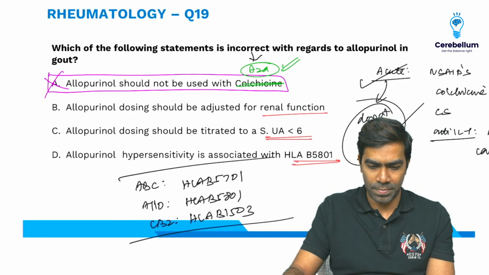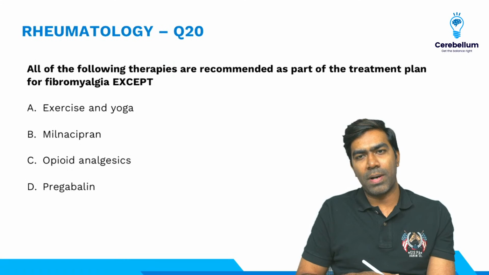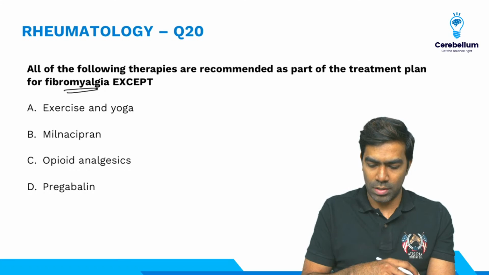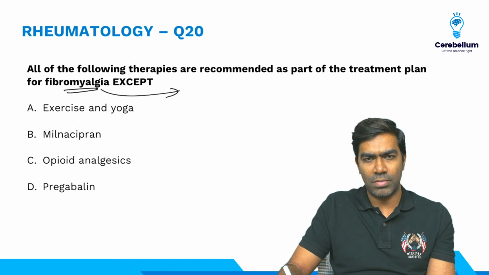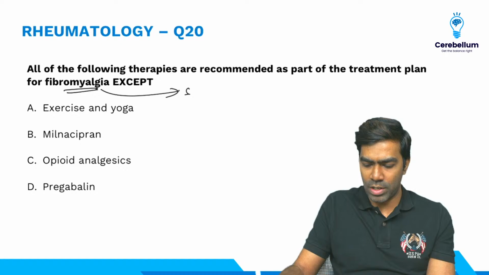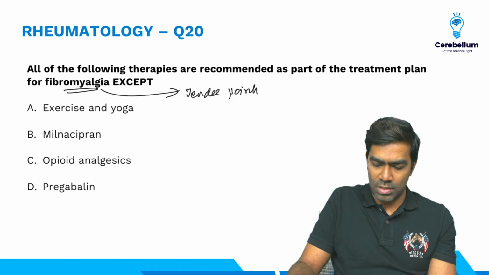Last question, all of the following therapies are recommended as a part of treatment plan for fibromyalgia except: is it exercise and yoga, is it milnacipran, is it opioid analgesics, or is it pregabalin? Which of the following is not going to be used in patients with fibromyalgia? So you know how to diagnose fibromyalgia in exam. It's pretty much simple and straightforward. It's a functional problem, so there'll be no organic issue, which means there should not be any obvious signs except the tender points. So tender points will be positive in different areas of the body.